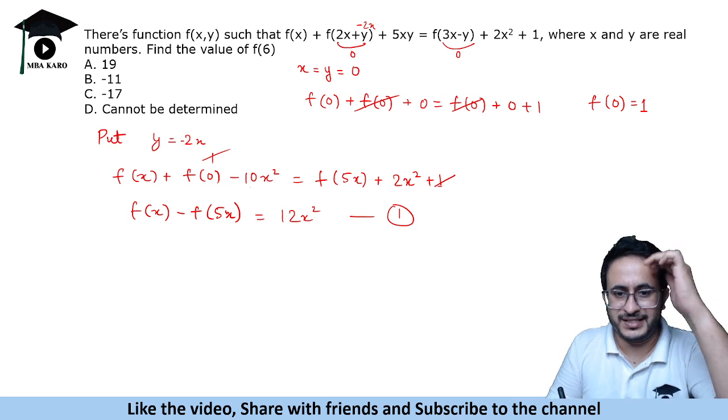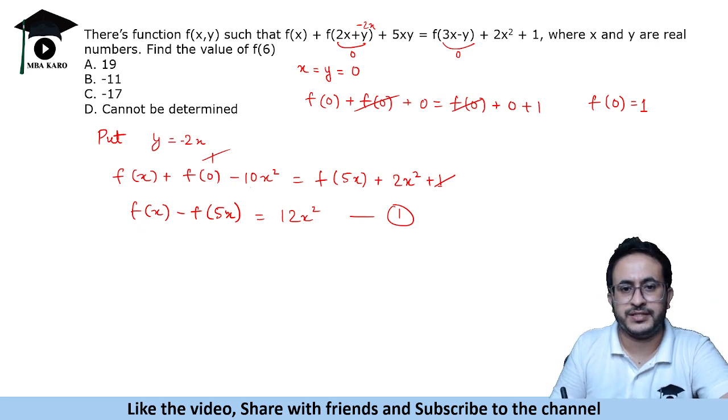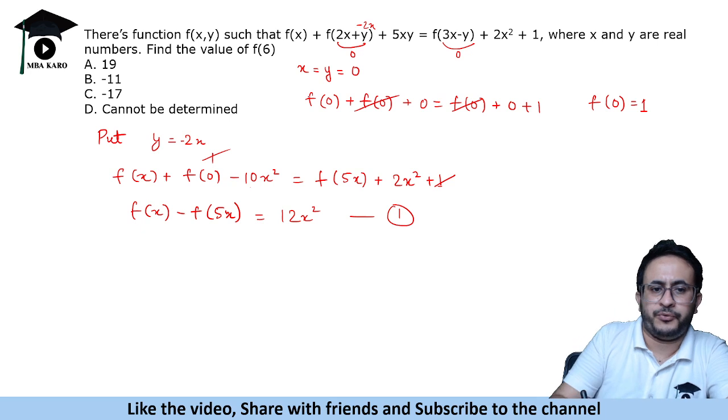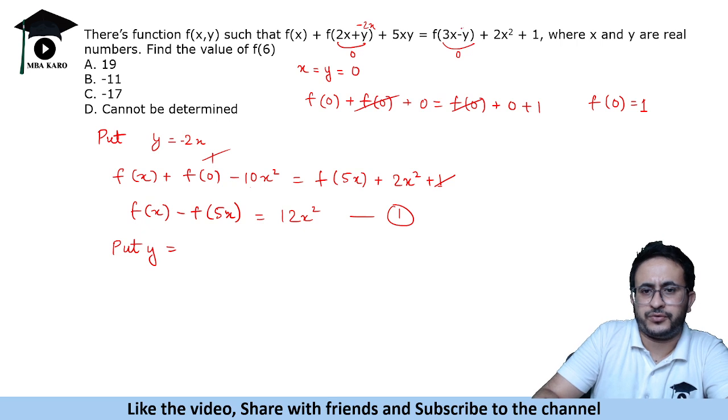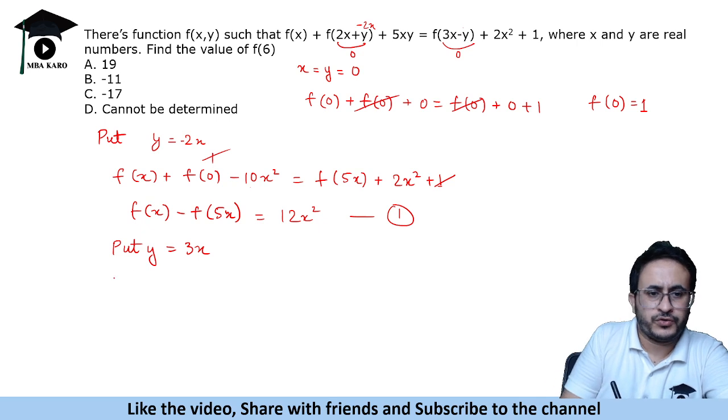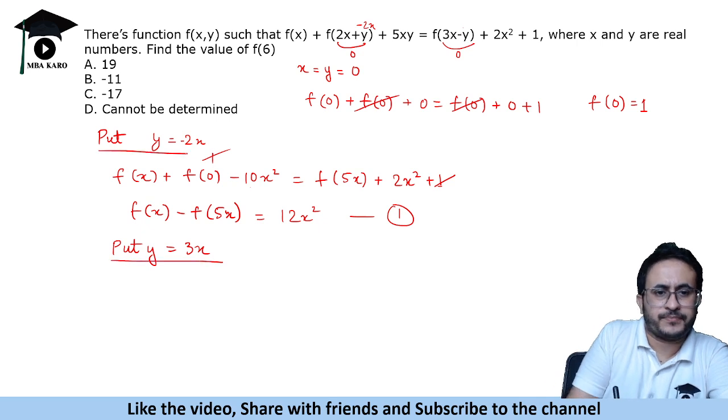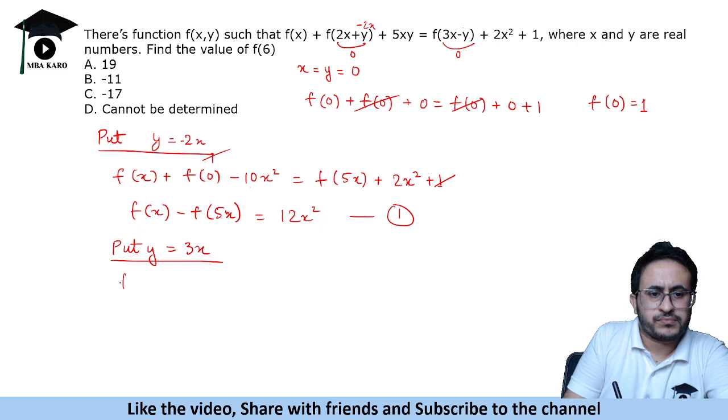So this is the trick to solving these questions. Now next we will put y is equal to, we will make this as 0, right? So we will put y is equal to 3x. If we put this as 3x, this will become 0. So we will get the equation as f of x plus this is 3x. So we will get f of 5x.